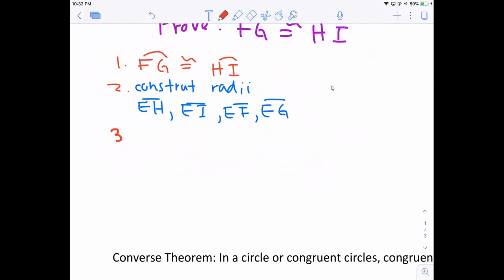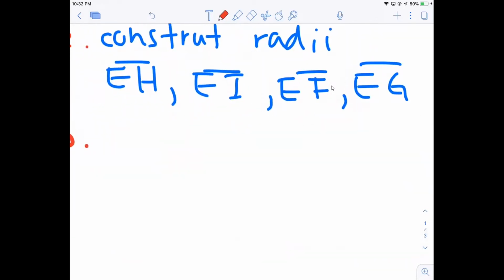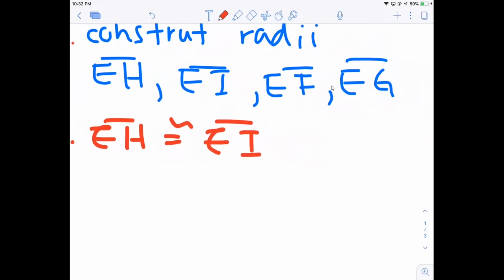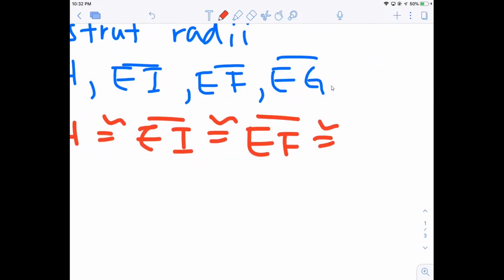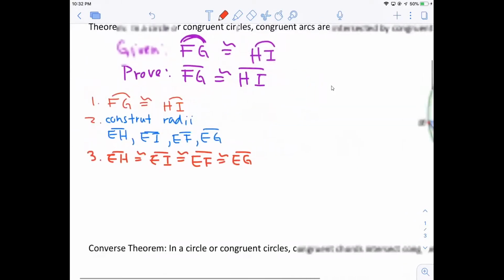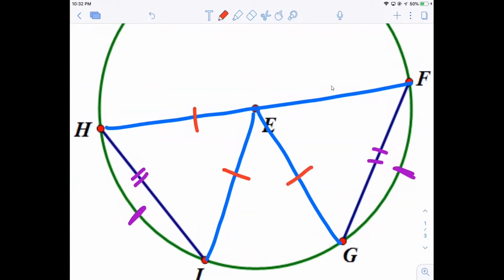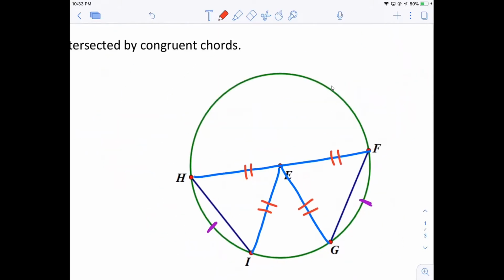So step three. Well, clearly all of those radii are congruent. So I can say EH is congruent to EI, is congruent to EF, is congruent to EG. And this is a reason we've done plenty of times: radii of the same circle are all congruent. So there we go. I'm going to get rid of those tick marks. That's what we're trying to prove. And let me use double tick marks here because that was where we started. That was given. All right, so all those radii are congruent.